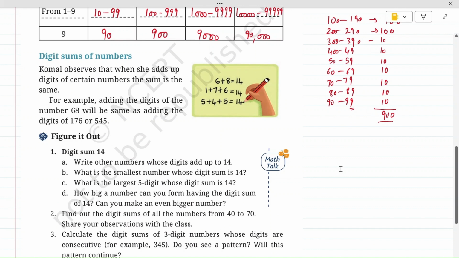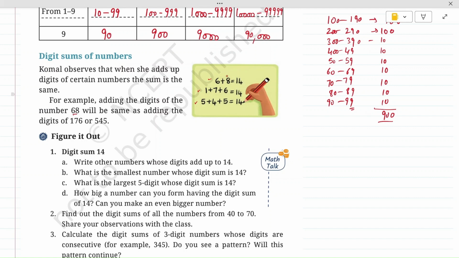So what we are going to learn here is we are going to add the digits of the numbers. So Komal observes that when she adds up digits of certain numbers, the sum is same. Example, adding the digits of the number 68 will be same as adding the digits of 176 or 545. So what Komal is doing here is she has taken 3 numbers 68, 176 and 545, and she is adding the digits of these numbers.